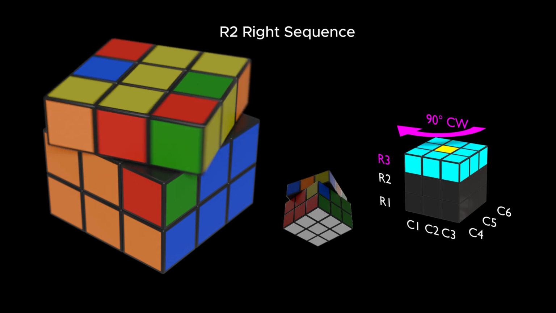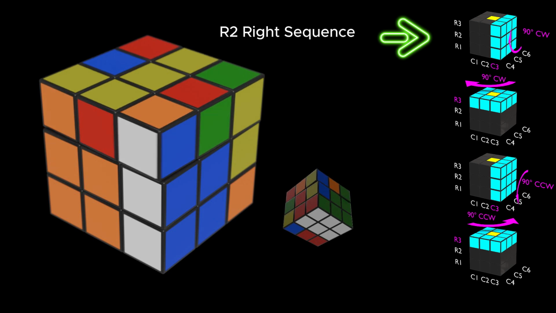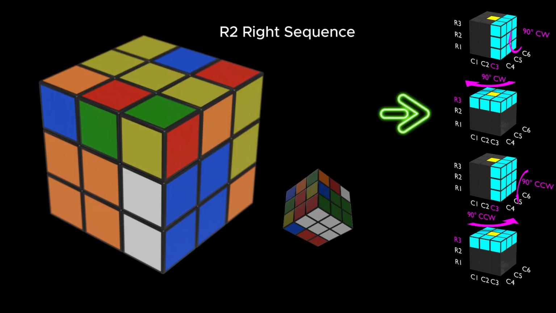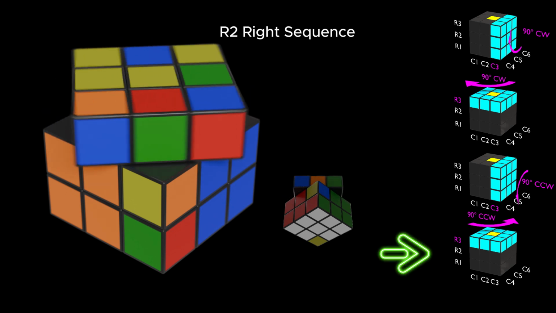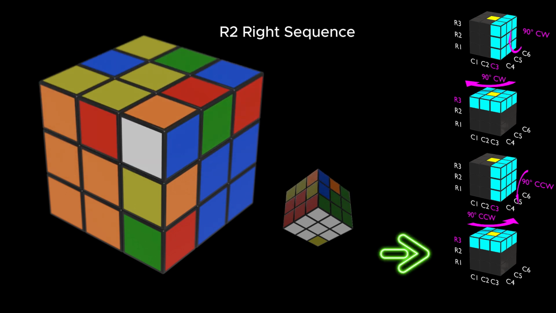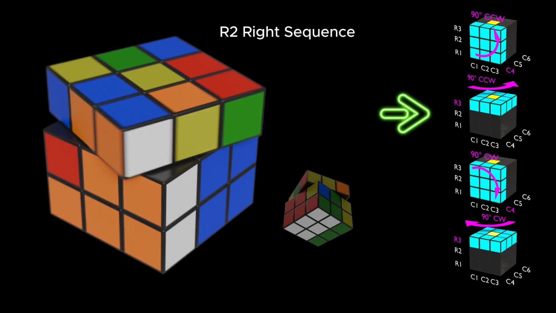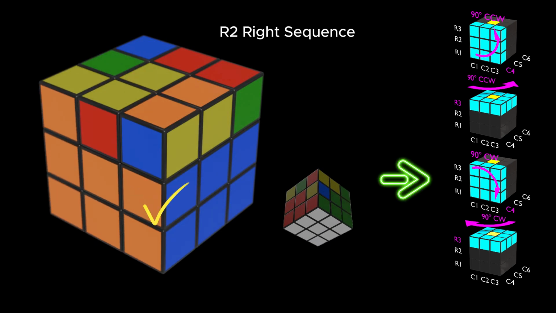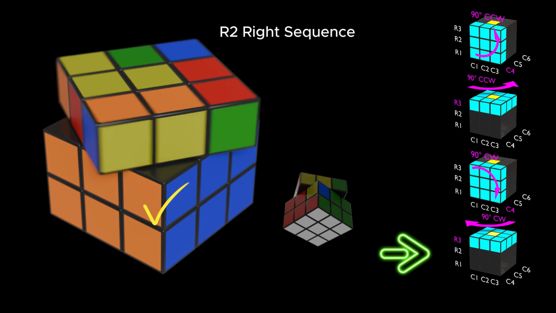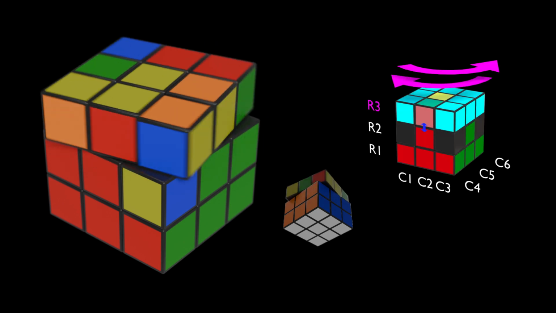Rotate row 3 90 degrees clockwise. Rotate column 3 90 degrees clockwise. Rotate row 3 90 degrees clockwise. Rotate column 3 90 degrees counterclockwise. Rotate row 3 90 degrees counterclockwise. Rotate column 4 90 degrees counterclockwise. Rotate row 3 90 degrees counterclockwise. Rotate column 4 90 degrees clockwise. Rotate row 3 90 degrees clockwise. Turn and match in color.